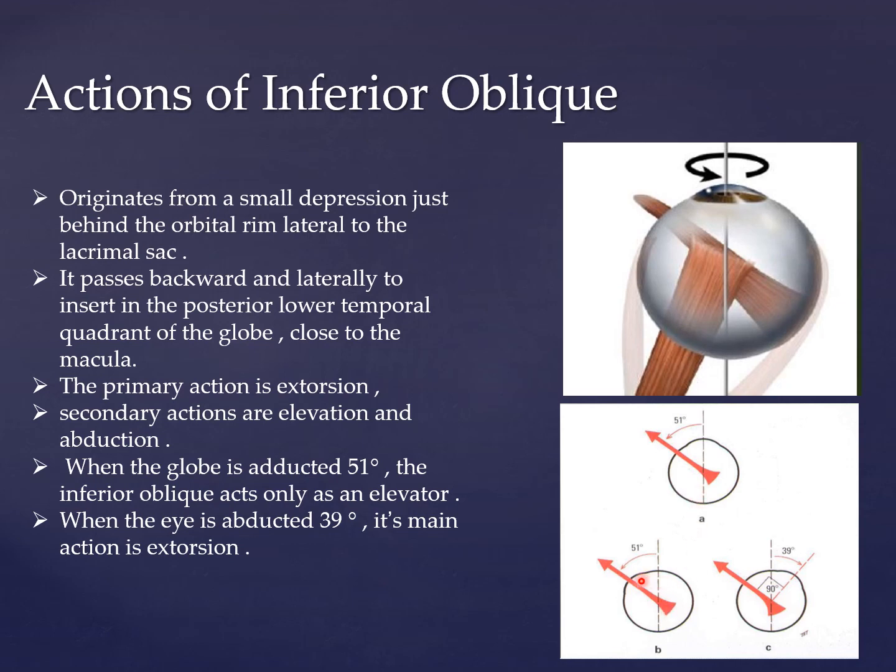So when the globe is adducted to 51 degrees, the line of the muscle is aligned with the axis of the eyeball and it is no more oblique. So it is aligned with the optical axis. In this position it only acts as an elevator, and this is the best position to check the action of inferior oblique. So when the eye is in adducted position, we check the action of inferior oblique. When the globe is abducted to 39 degrees, the axis of the muscle and the axis of the eyeball are at 90 degrees. So in this position it acts as an extortor.